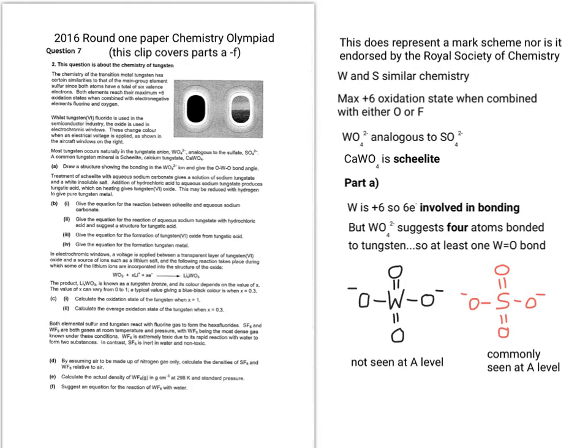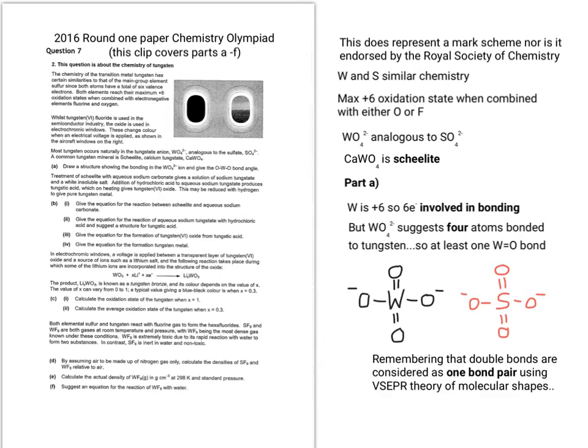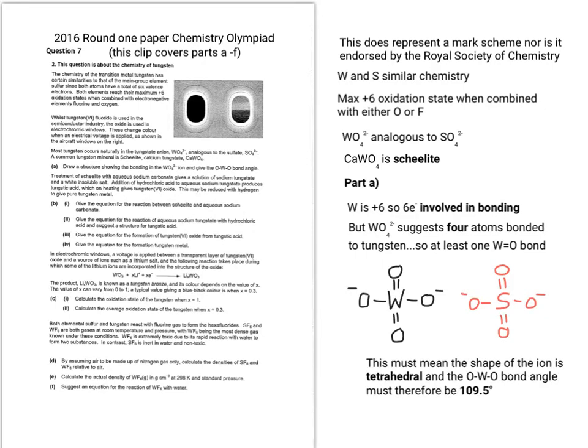But the question actually wants you to give the OWO bond angle. So clearly, simply just writing it out the way I've done it is not sufficient. So if we remember that double bonds are considered as one bond pair, not 2 bond pairs, if we're using VSEPR theory of molecular shapes, that gives 4 bond pairs and no lone pairs around the central tungsten atom. So that gives us a tetrahedral ion and an OWO bond angle of 109.5. So although we've answered the question in the sense that we've given the bond angle, we haven't answered it yet in terms of giving it the structure, the shape.